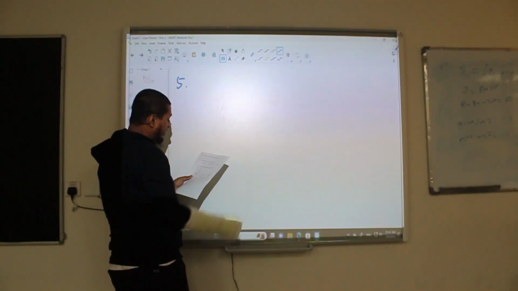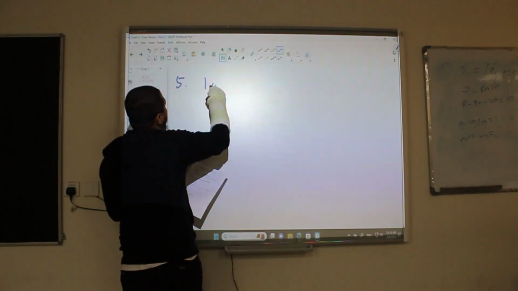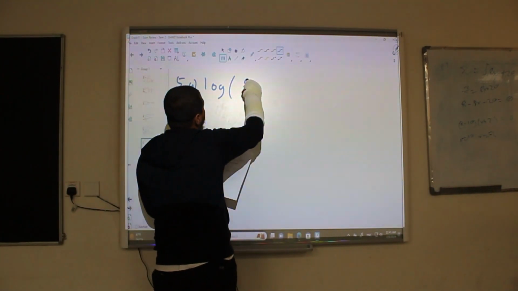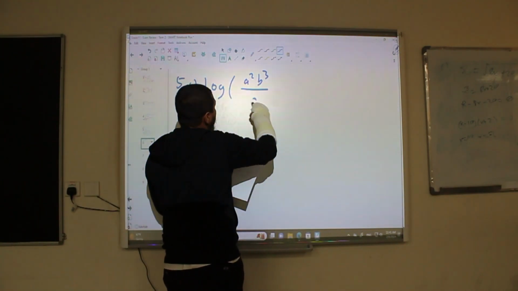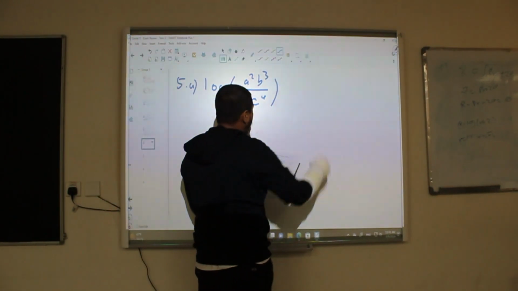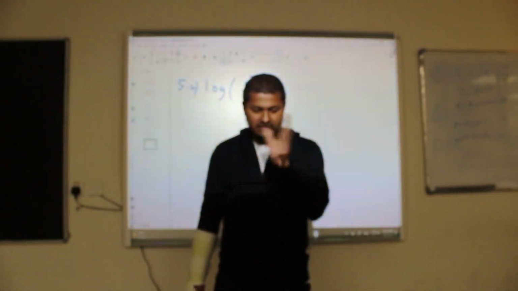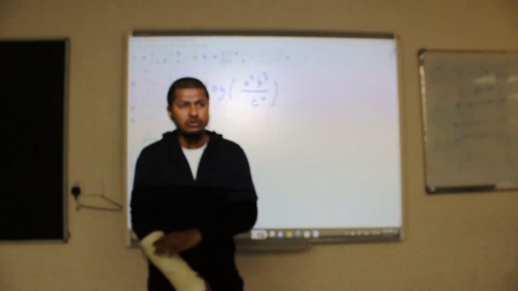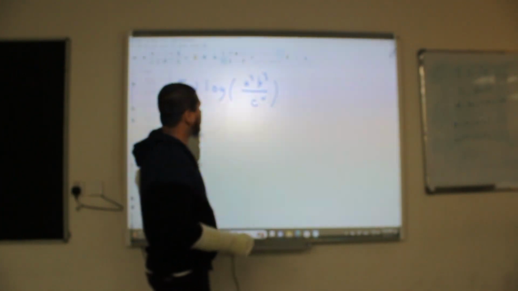Write the following logarithm in the expanded form. So we have log of a squared b cubed divided by c to the power 4. Right, we have to see what's happening. Now we know when log is a log of a fraction, when there are products in the numerator, the numerator becomes plus, and when there's something in the denominator it becomes a minus.